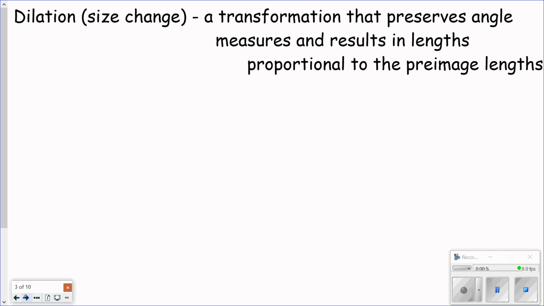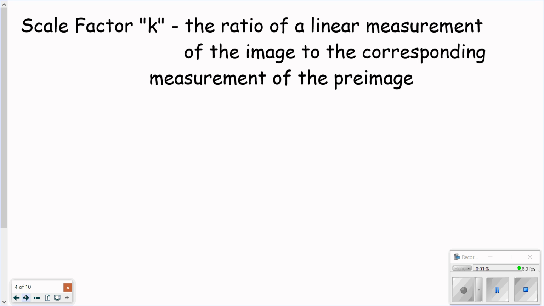So dilation, size change. It's a transformation that preserves angle measures and results in lengths proportional to the pre-image lengths. Scale factor, which we talked about in the last section. Sometimes we use the letter K to represent a scale factor. So it's the ratio or fraction of the linear measurement of an image to the corresponding measures of a pre-image.